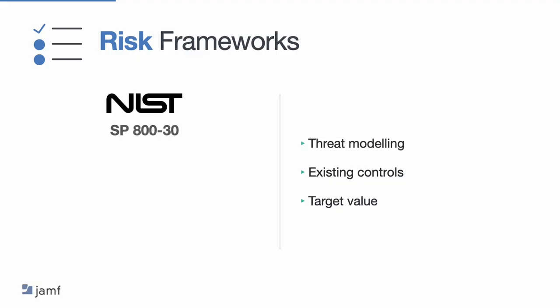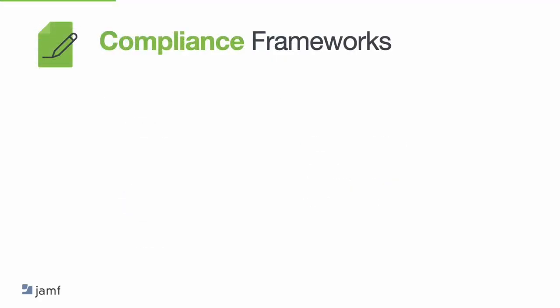Then the NIST SP 800-30 is a free and comprehensive risk framework, whereas the ISO 27005 is part of the same series as the ISO 27001 that I spoke about, and is also a popular paid framework among many organizations. Finally, let's take a look at compliance frameworks.